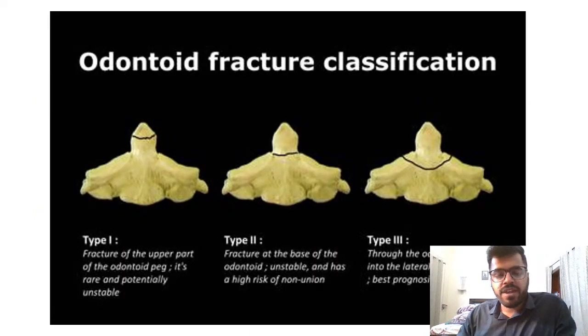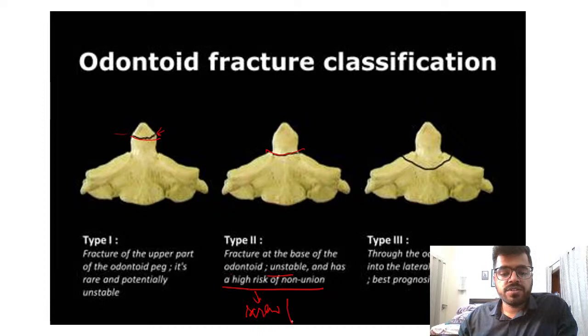So here is odontoid fracture classification. Type 1 is fracture of the upper part of the odontoid. It's rare and it is potentially unstable. Type 2 is fracture of the base. It is unstable and there is a high risk of non-union. So this needs screw fixation. Type 3 is through the odontoid and into the lateral masses of C2. It has the best prognosis for healing. It does not require surgery. Type 2 most commonly requires screw fixation.